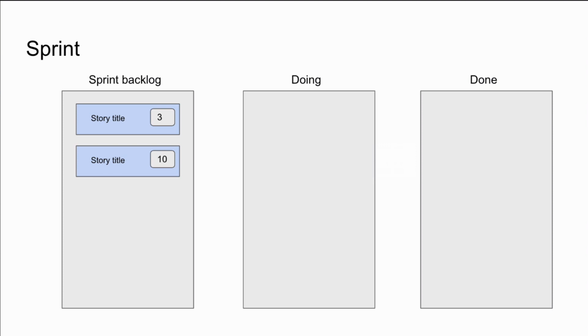So during the sprint, the team will then start working on these tasks. So that means you no longer focus on the product backlog. Now you have the sprint backlog. The sprint backlog is what you will work on as a team during that sprint.